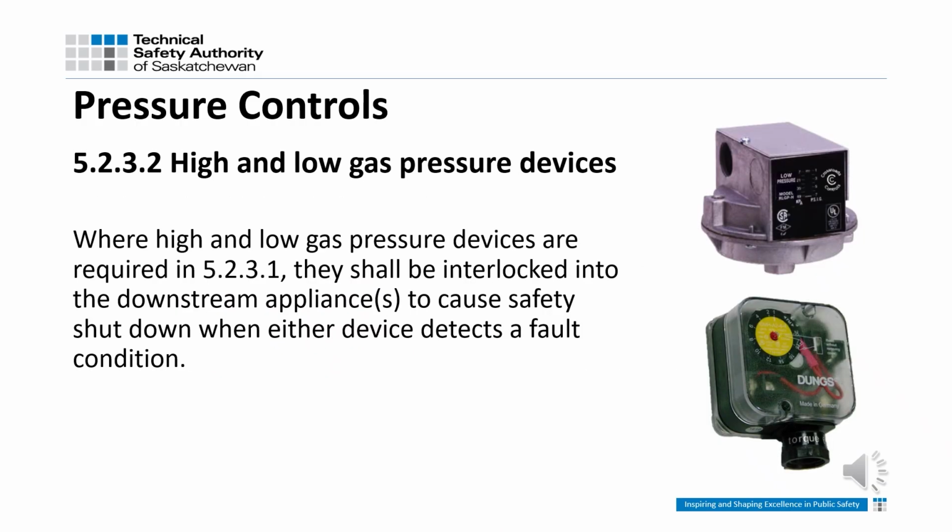5.2.3.2. High and low pressure devices. Where high and low pressure devices are required in 5.2.3.1, they shall be interlocked into the downstream appliance or appliances to cause safety shutdown when either device detects a fault condition. Here are two of the most commonly seen devices on a valve train to shut down equipment when a high or low pressure situation is present.